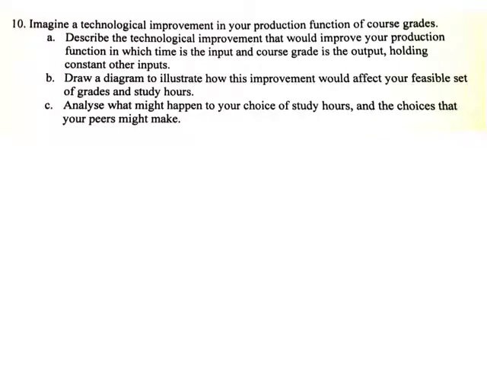I had a question about number 10 on the long response questions. This question asks you to manipulate the model of the feasible set between free time and course grades, that is the middle of chapter 3. Describe a technological improvement that would improve your production function in which time is the input and course grade is the output, holding constant other inputs.